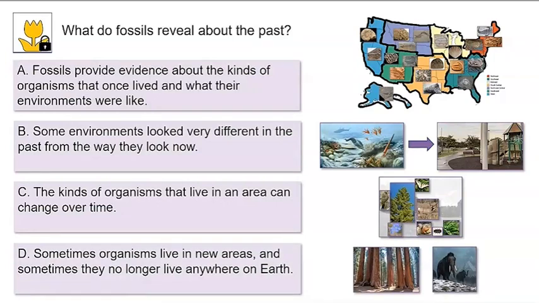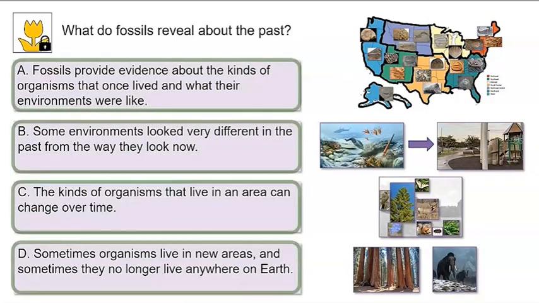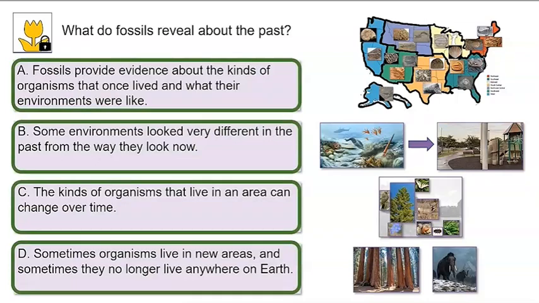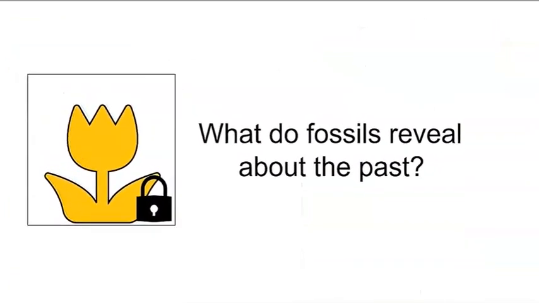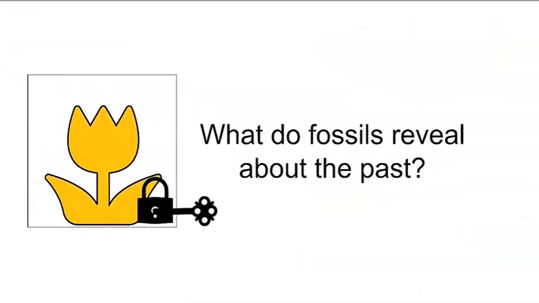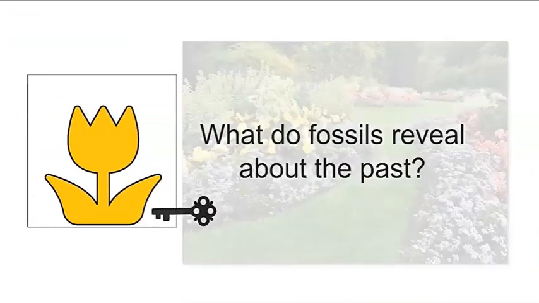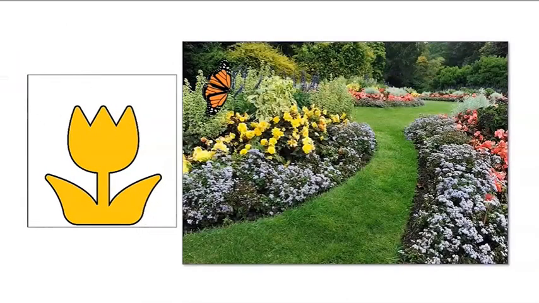So, what do fossils reveal about the past? Which choices answer the question? All of them do. All of these answers are correct. We did it! We unlocked the pit stop, and now our monarch can eat nectar from flowers as it journeys south.